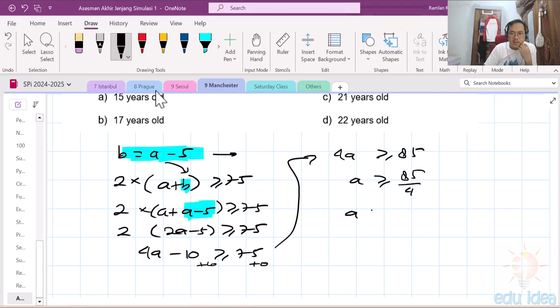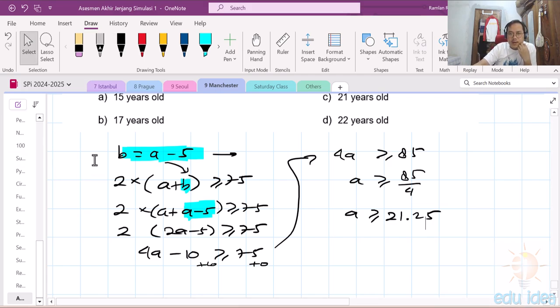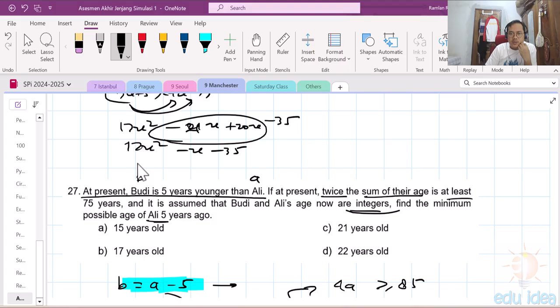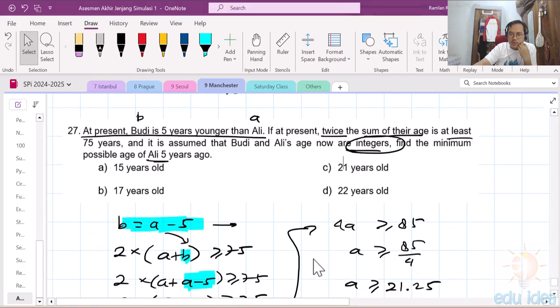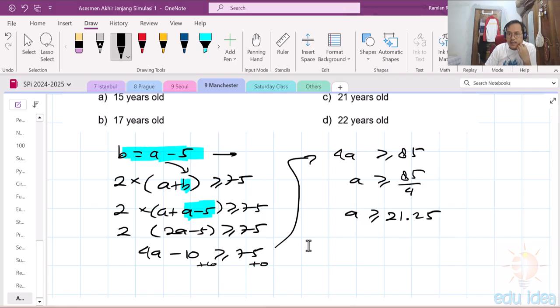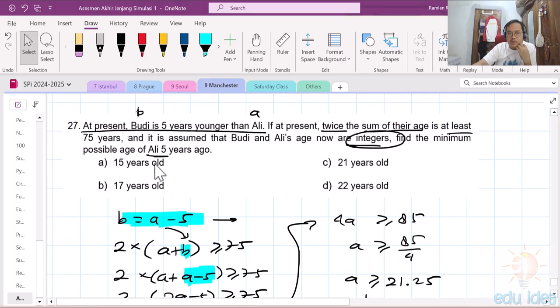So if you write this down as a decimal, you'll get 21.25, right? So a is greater than or equal to 21.25. So if the question says it is an integer number of years, for example, integer years, and it says greater than or equal to 21.25, then the least number that is going to fulfill a is 22, right?